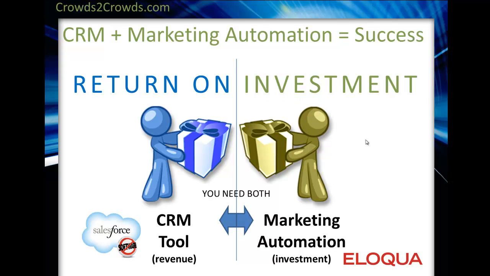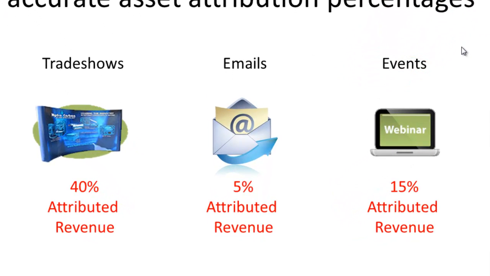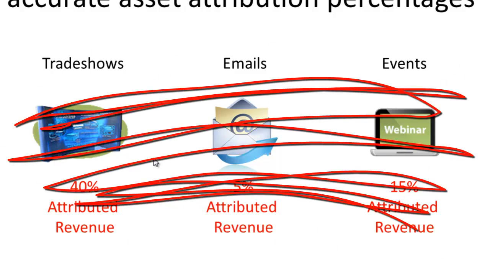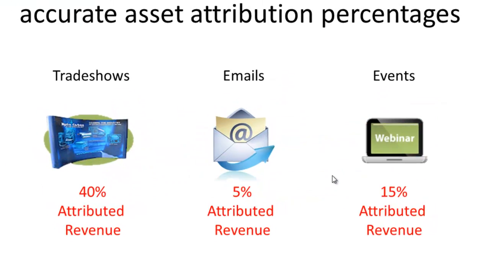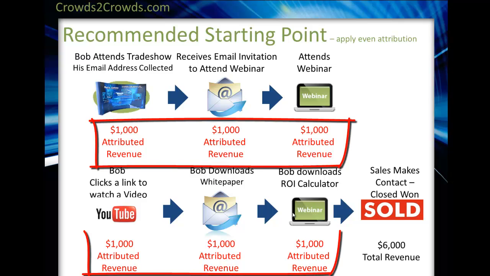You need both. Number one, realize that revenue attribution is completely arbitrary, so don't spin yourself in trying to calculate accurate asset attribution percentages. You know, maybe trade shows are really 40% of total, maybe emails only count for 5%, events 15%. I mean, you could literally spin yourself in trying to figure all this out. So we recommend don't even bother initially. What we really want to do is apply even attribution across all of the touches initially.